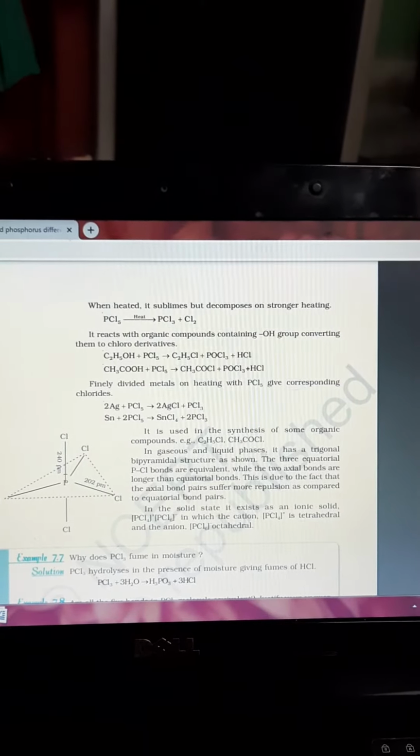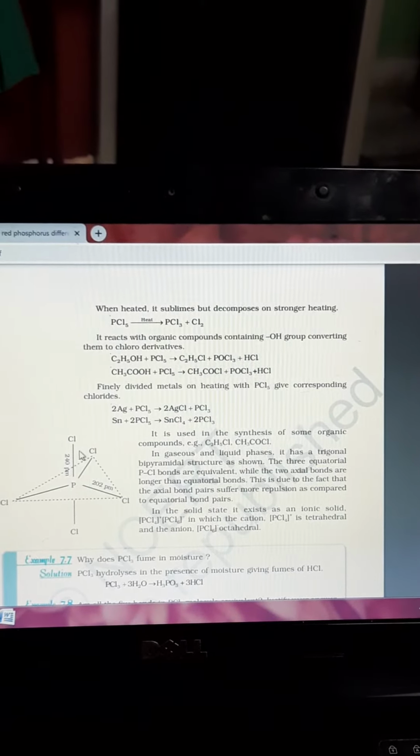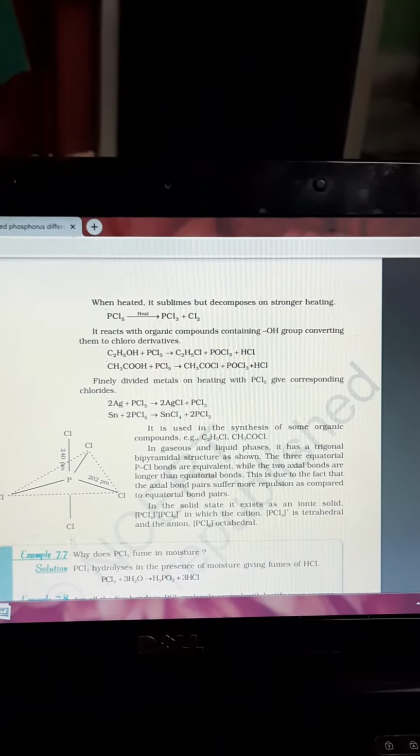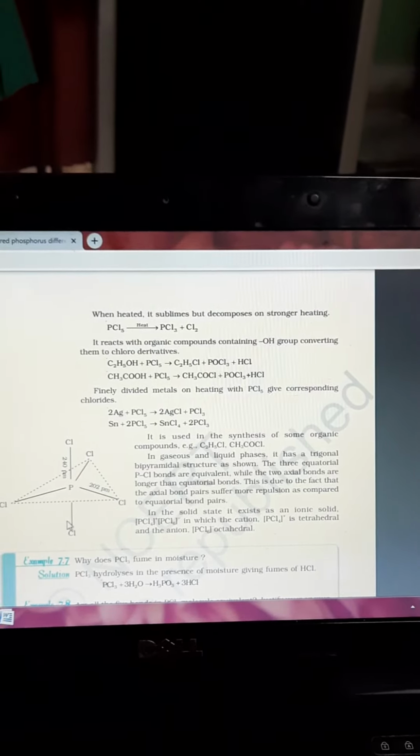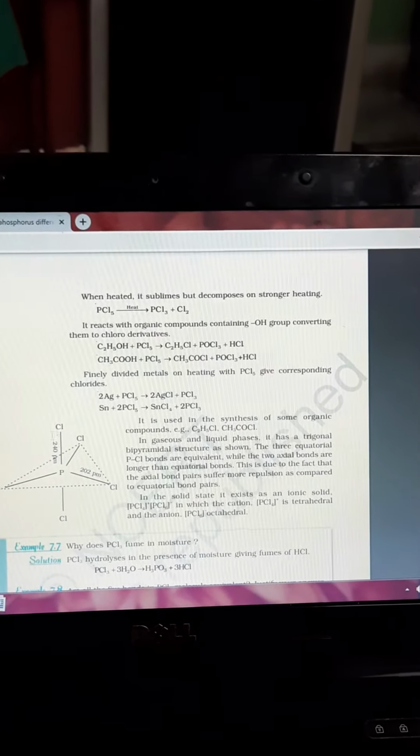Now there are 2 bonds that phosphorus forms with chlorine above and below the plane of the molecule. Look at my cursor again. Above and below the plane of the molecule. These 2 bonds are called axial bonds. So with these axial and equatorial bonds, they form a trigonal bipyramidal structure.